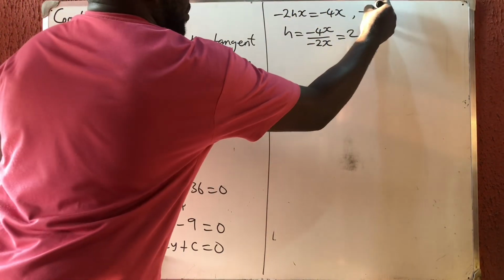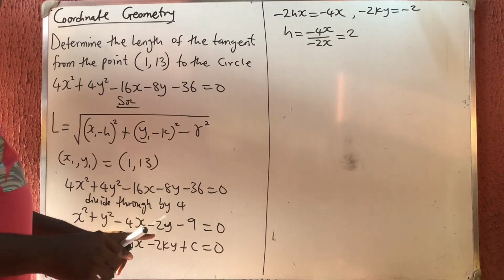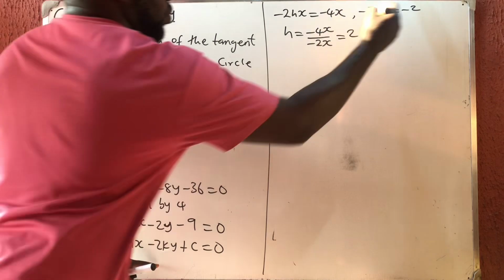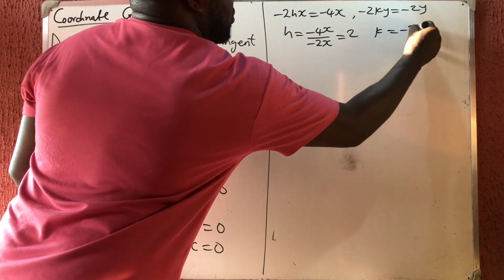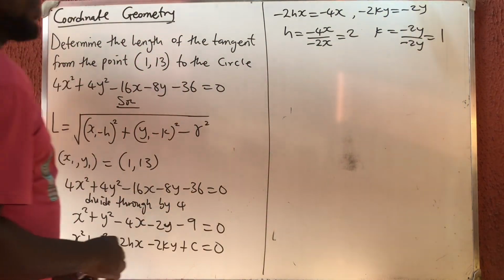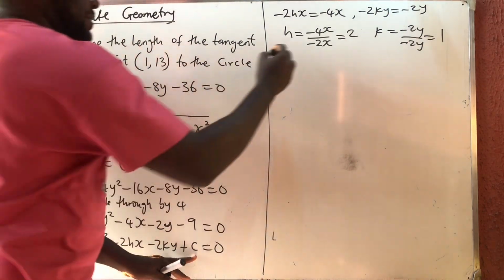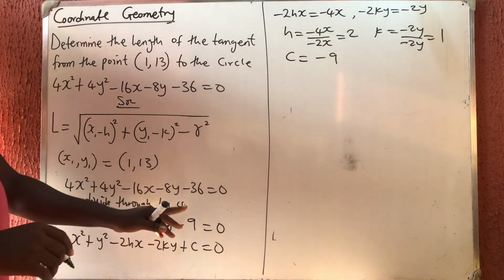We'll tell them that minus 2ky is equal to minus 2y. So therefore my k will now be minus 2y divided by minus 2y. When anything divides itself is 1. So finally I'm having that my c is equal to minus 9.